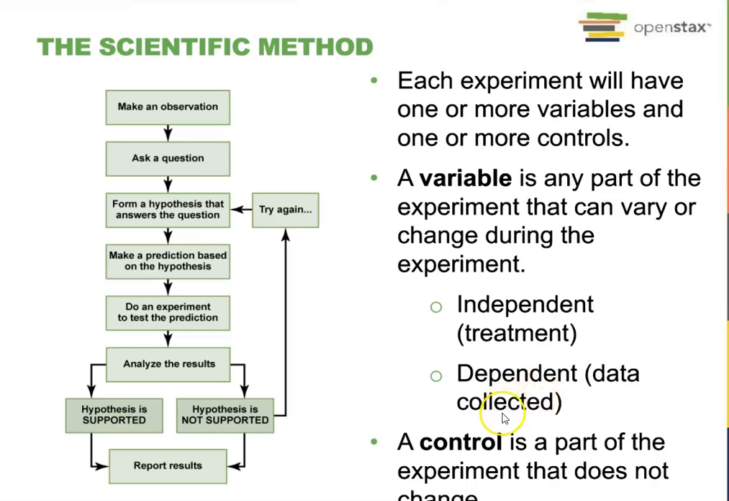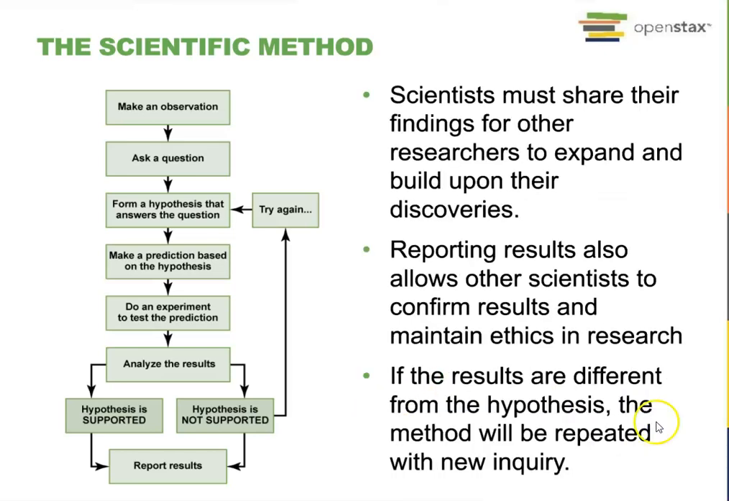There is also a confounding variable. Those are the variables we want to maintain constant in our experiment so they don't interfere to the result. Using this method, scientists can report their findings and expand their discoveries. The results reported also allow other scientists to confirm each other's results and maintain ethics in the research field.